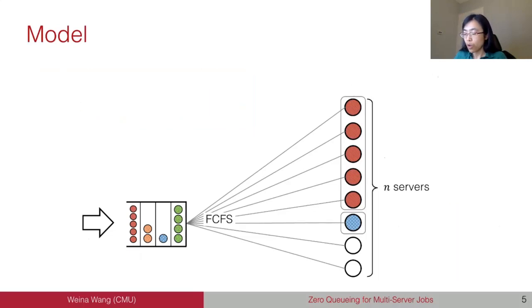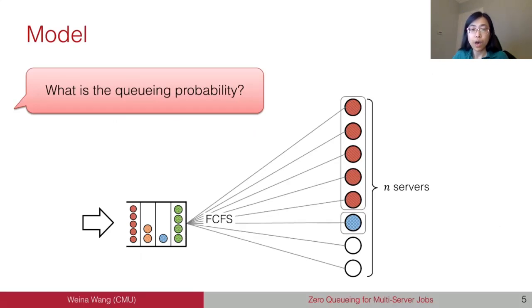With this model, we want to understand the latency of jobs, especially the time a job spends waiting in the queue. In this talk, we are going to focus on the probability of queuing, also called the queuing probability. It is really desirable to have a very low queuing probability, because that means most of the jobs can enter service directly without queuing.